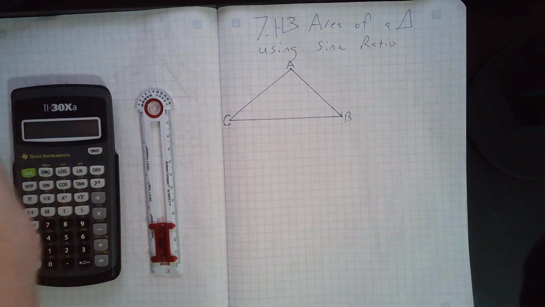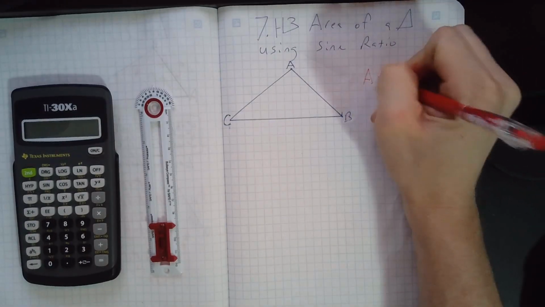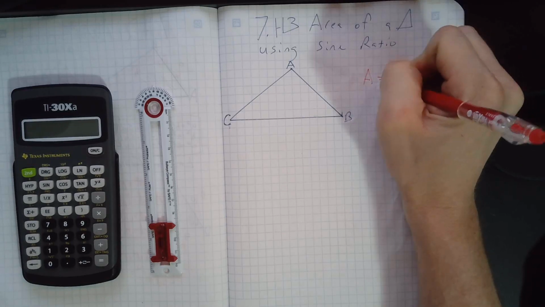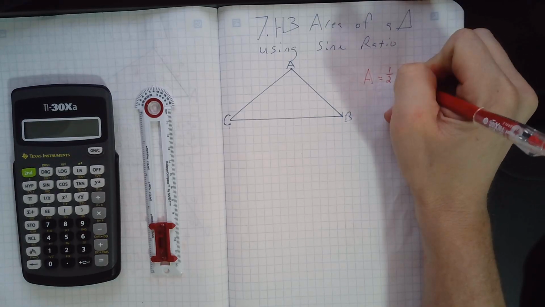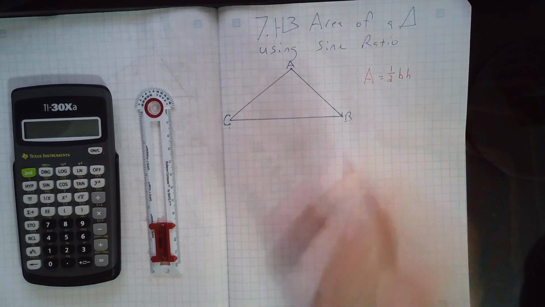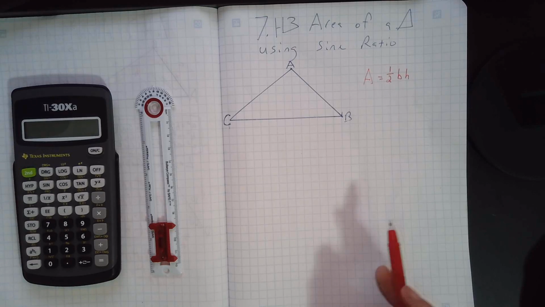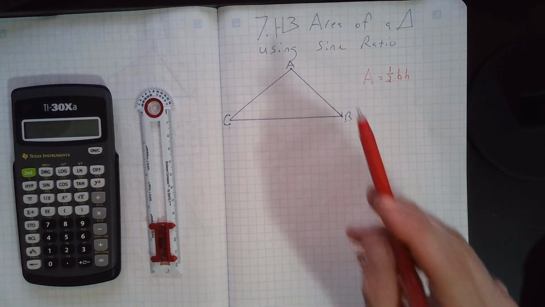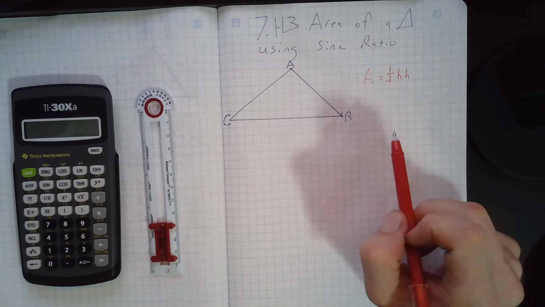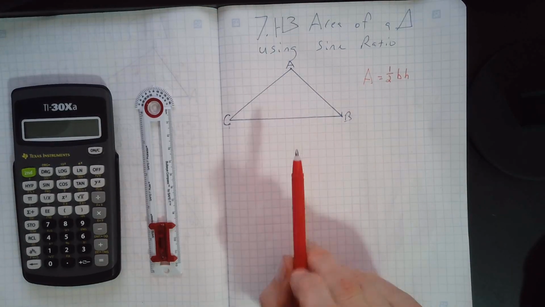So, if you remember, the area of a triangle equals 1/2 of the base times the height. Okay, so I have this triangle here, right? And I can call this the base, right? But what is the height?